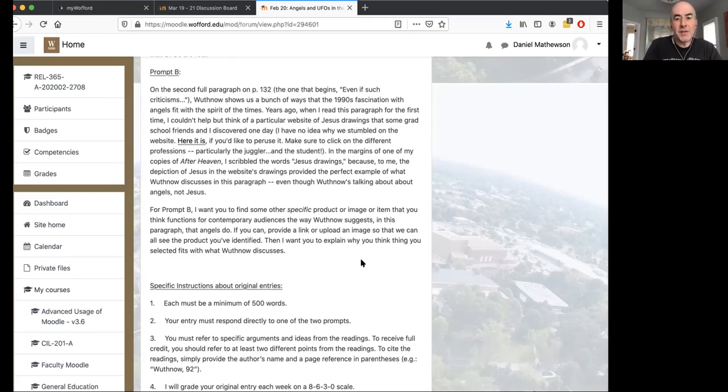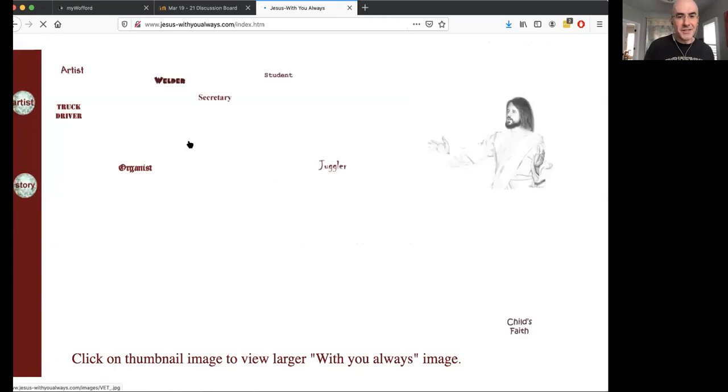Years ago, when I read this particular paragraph for the first time, I couldn't help but think of a particular website of Jesus drawings that some grad school friends and I discovered one day. I have no idea why we stumbled on the website, and I have a link. Here it is if you'd like to peruse it. Make sure to click on the different professions, particularly the juggler. And here, I'll show you. This is hilarious.